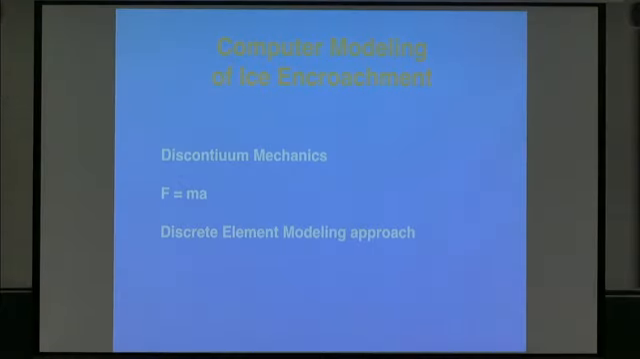So what is computer modeling of ice encroachment? First of all, it's discontinuum mechanics. We're not modeling a continuum, we're modeling something made up of discrete pieces, ice blocks. Our mathematics is pretty simple. Just F equals ma. But we're going to do that at every contact between every pair of ice blocks in the entire model. And we're going to use a discrete element modeling approach where we model individual ice blocks.